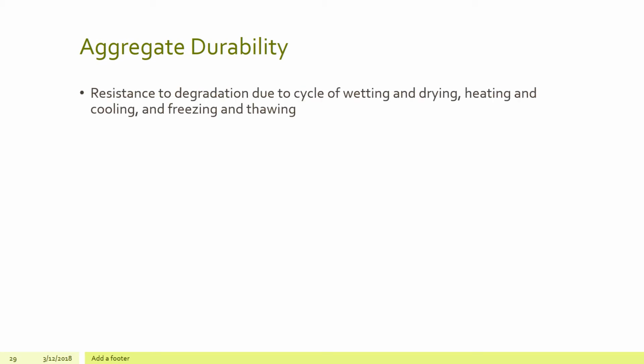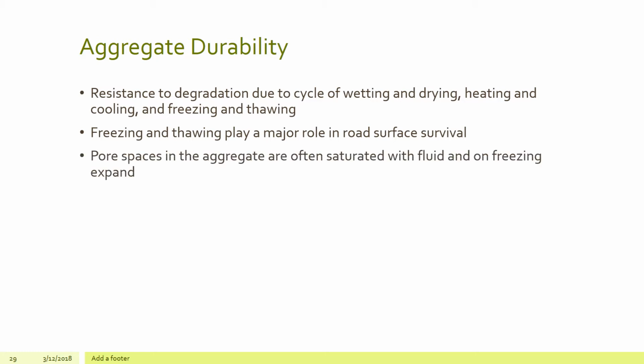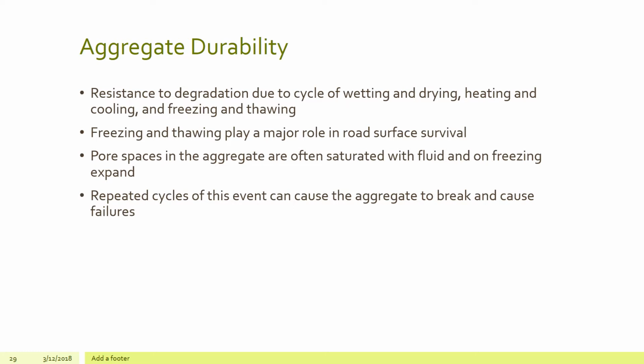Aggregate durability is resistance to degradation due to cycles of wetting and drying, heating and cooling, and of course freezing and thawing. Freezing and thawing play a major role in road surface survival, and we see this a lot, especially in areas that get cold and have plowing, and it really tears up the surface. Pore spaces in the aggregate are often saturated with fluid and on freezing expand. And repeated cycles of this event can cause the aggregate to break and cause failures.